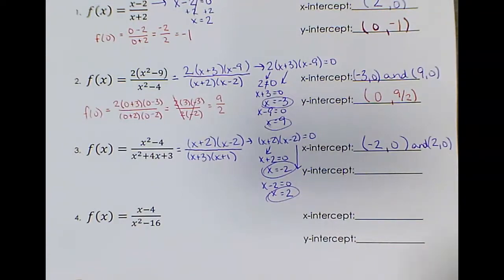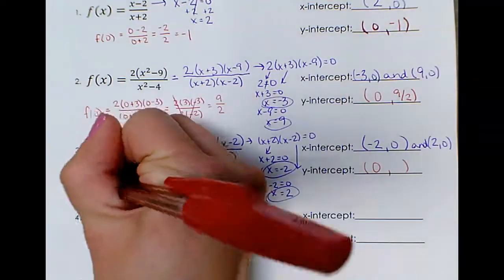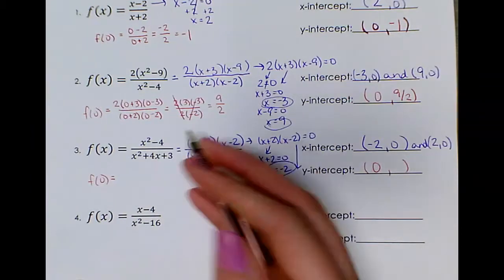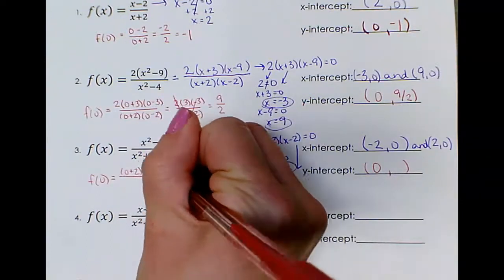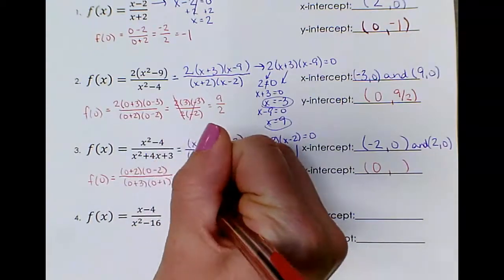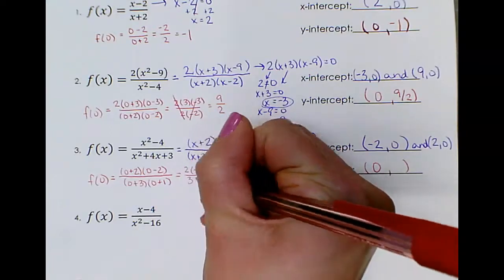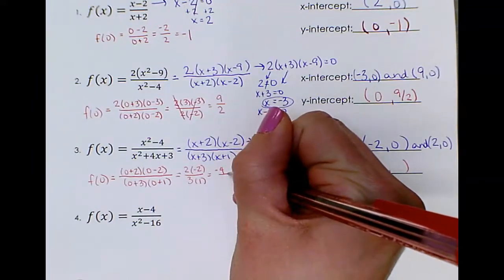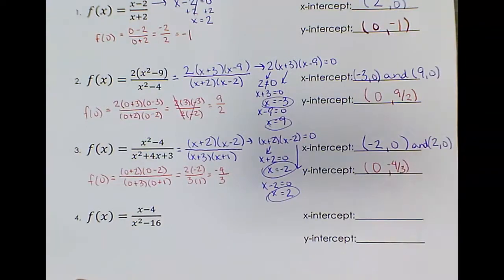Now, my y-intercept. I'm going to substitute 0 for x, so I'm finding f of 0 equals. I'm putting 0 everywhere I see an x. So I have on top 0 plus 2, 0 minus 2, over 0 plus 3, 0 plus 1. This is 2 times negative 2 over 3 times 1. 2 times negative 2 is negative 4. 3 times 1 is 3. So negative 4/3 is my y-intercept.